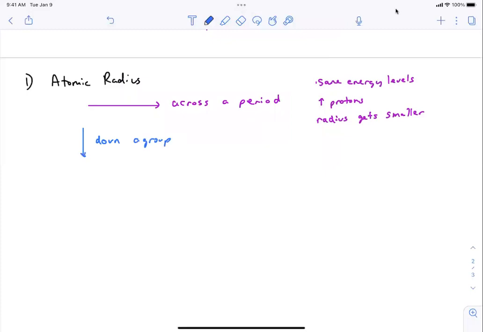As you go down a group, what should happen to the atomic radius? Increase. Why, Alexandra? You have additional energy levels, right? So you have additional energy levels. So therefore, it should increase radius.